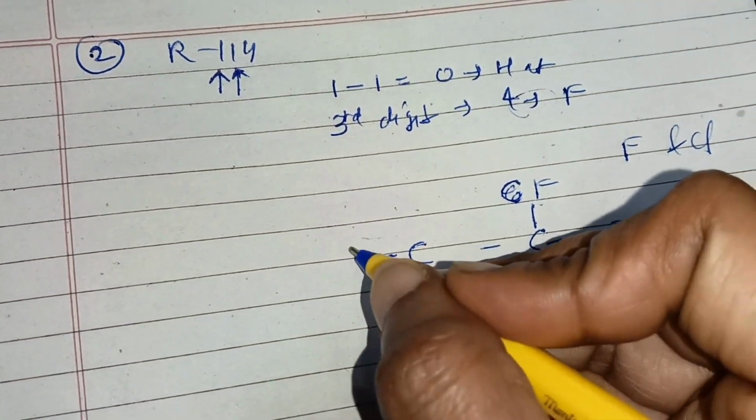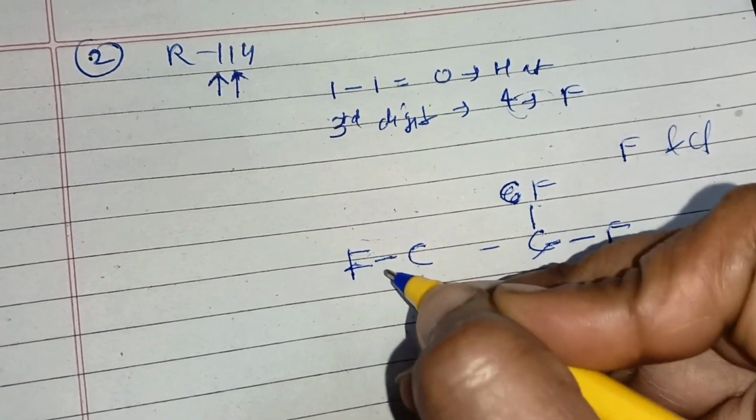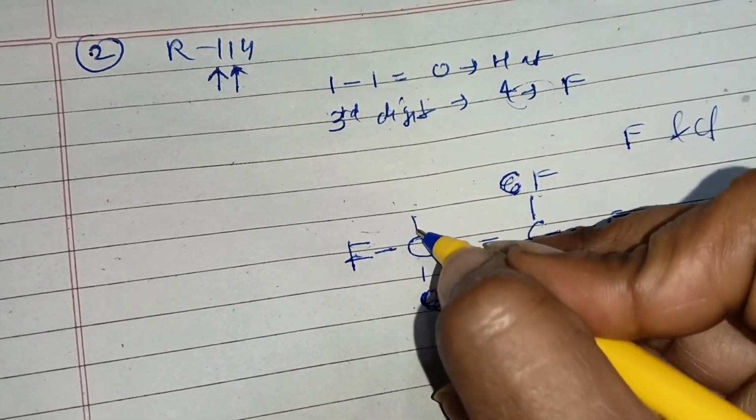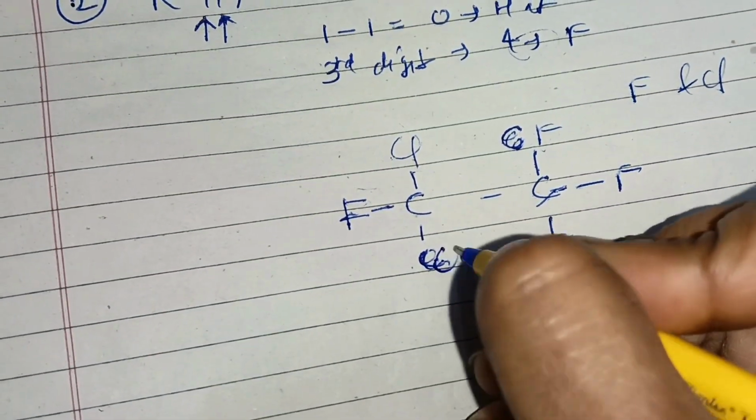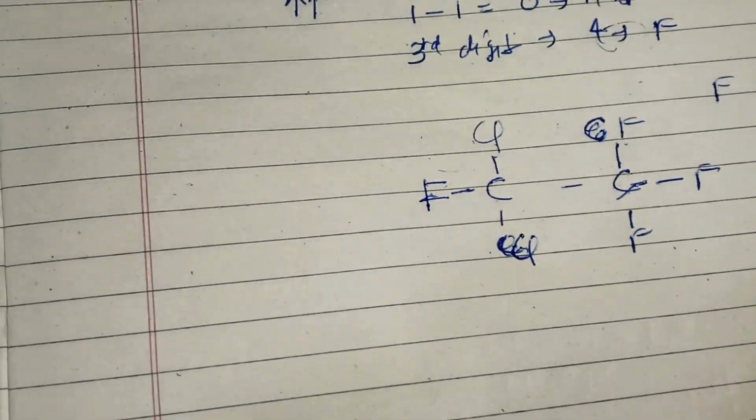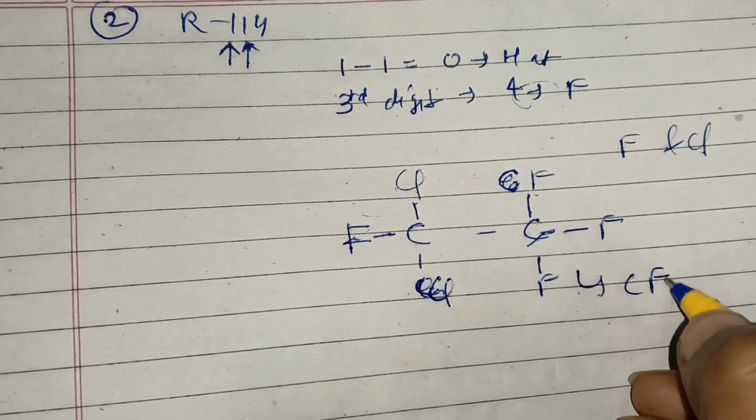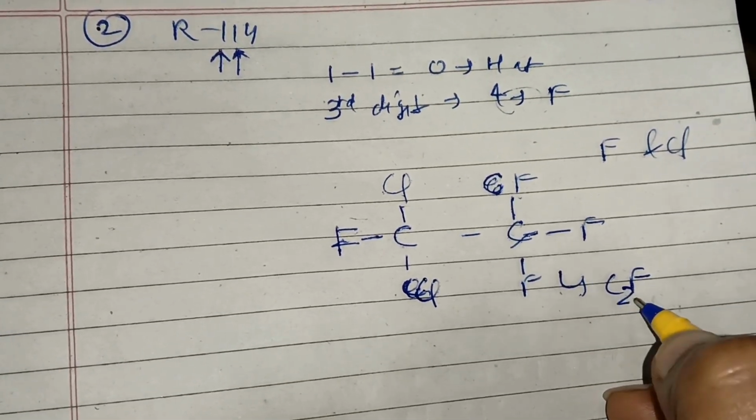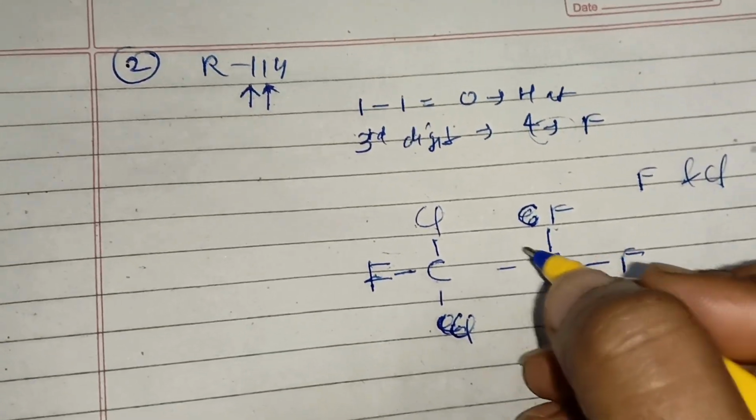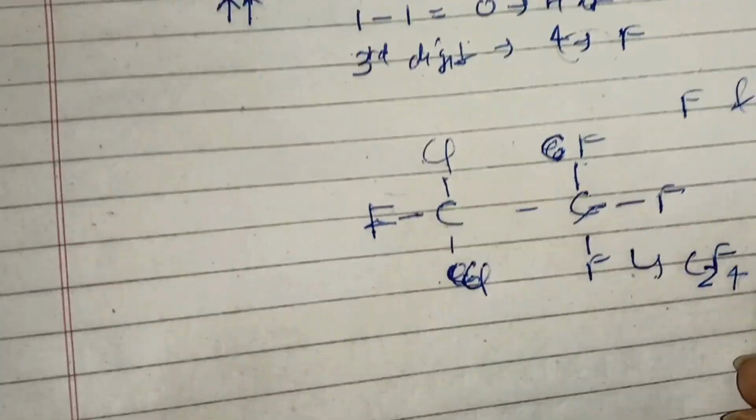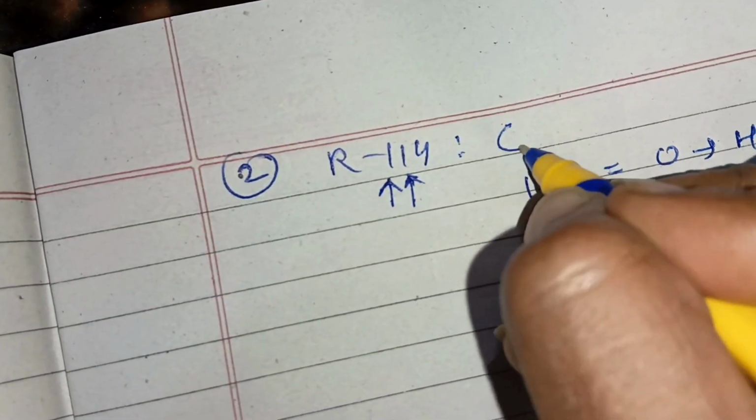You can give 1 fluorine to this carbon, and there are still two vacancies, so these two would be filled by chlorine. You have just learned how chlorine fills up these vacancies. So you got the formula here: 4 fluorine and 2 carbon, and there are two chlorine, so C2F4Cl2.